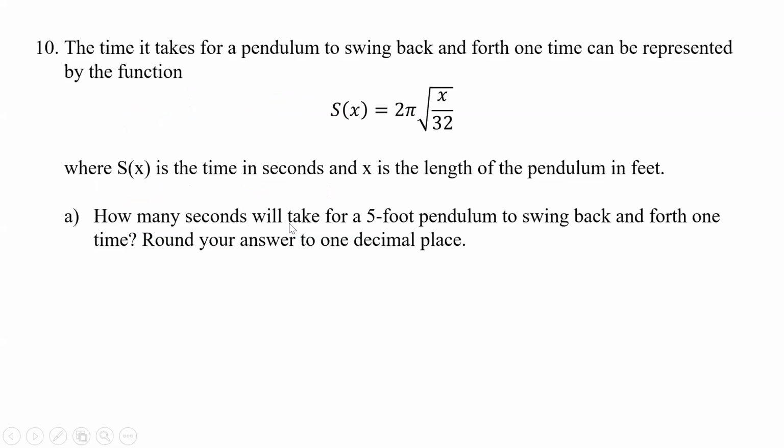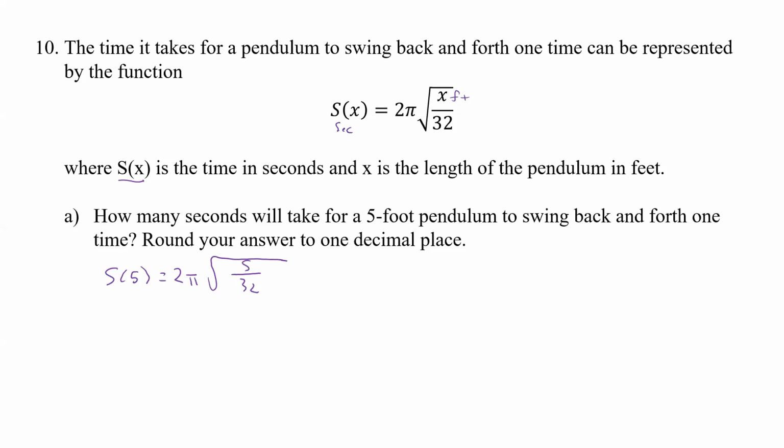All right, what about this one? This one says the time it takes for a pendulum to swing back and forth one time can be represented by the function s of x equals 2 pi times the square root of x over 32, where s of x is the time in seconds, so this is going to be in seconds, and x is the length of the pendulum in feet. It asks how many seconds will it take for a 5-foot pendulum to swing back and forth one time, rounding to one decimal place? So we want s of 5 equals 2 pi times the square root of 5 over 32.